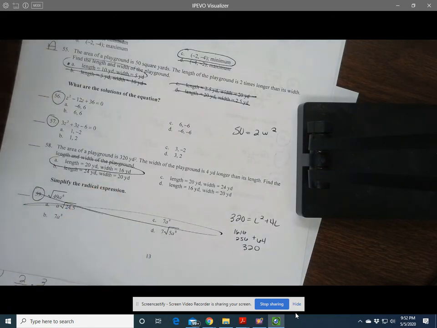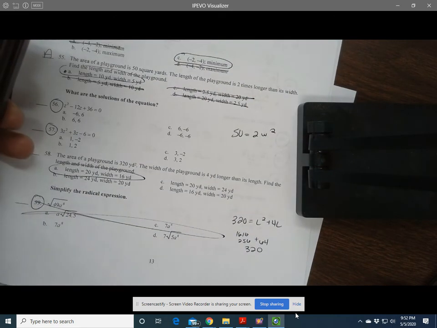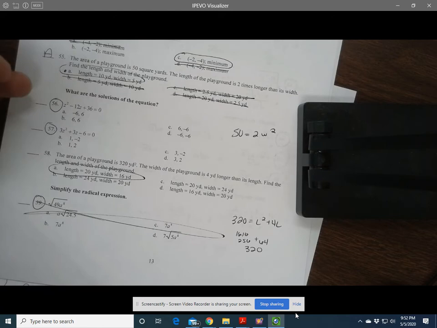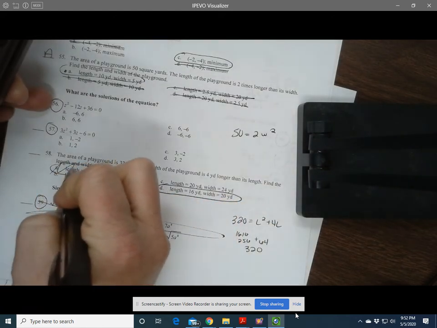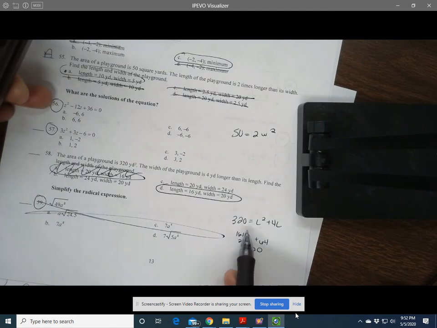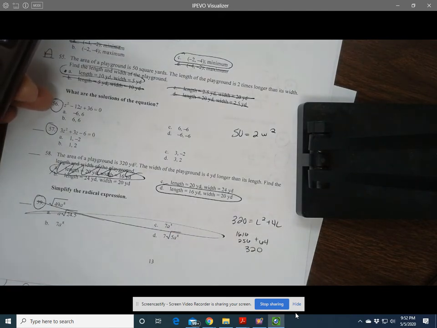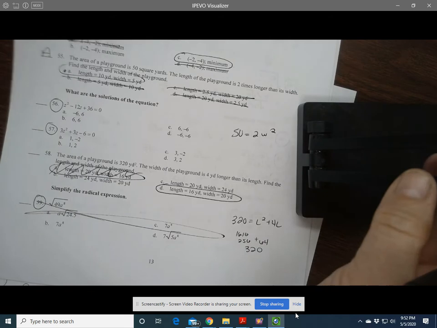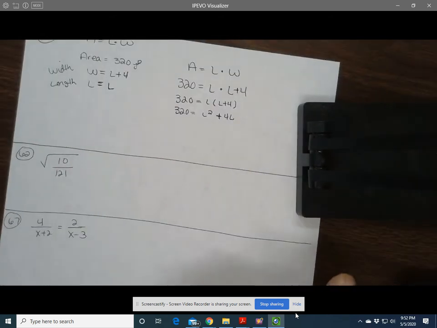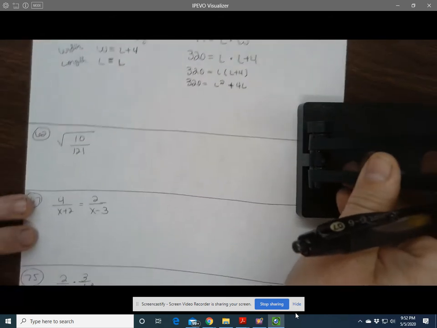Again, you could plug, oh, whoops, that was the width is 16. My bad. I just said that backwards. It's D, because the length, I just figured out the length is 16 and the width is 20. So that one works out. But you can just plug the numbers in and that will help you. I didn't mean to write that down backwards. Sorry, guys.